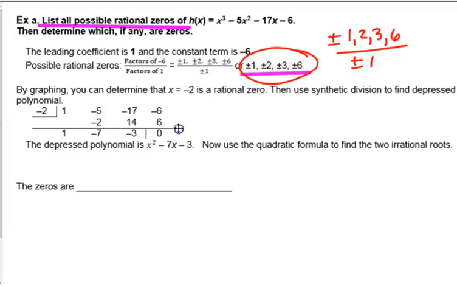We could look at a graph. We could check them all by plugging them in. We could find f of 1 and see if it comes out 0 or not. We could find f of negative 2. We could do synthetic division. We could do long division for fun.